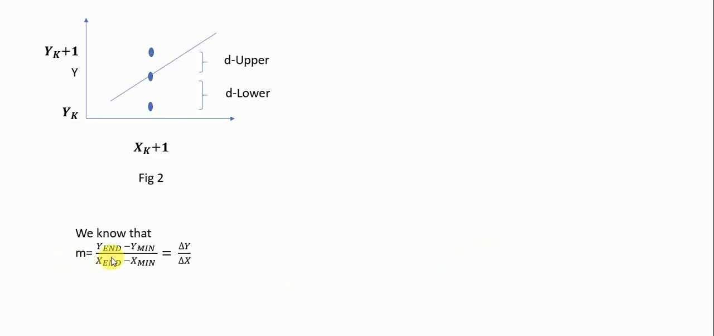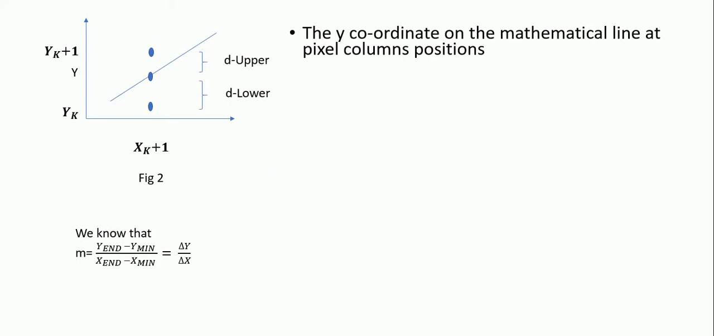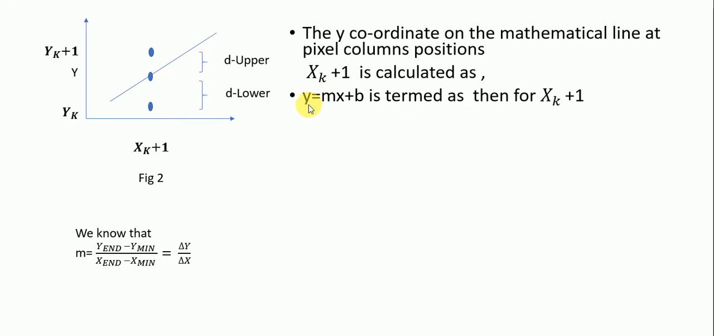And we know that m is equal to (yn minus y minimum) divided by (xn minus x minimum), that is equal to delta y by delta x. So that is the equation of a line. The y coordinate on a mathematical line at pixel column position xk+1 is calculated, where y = mx + b, so for xk+1, y = m(xk+1) + b. And d lower is y minus yk, the distance between these two.